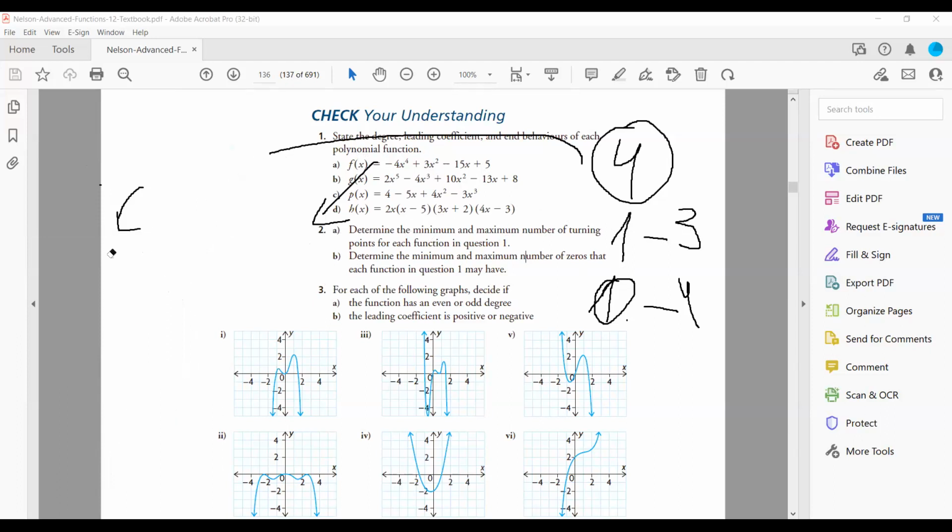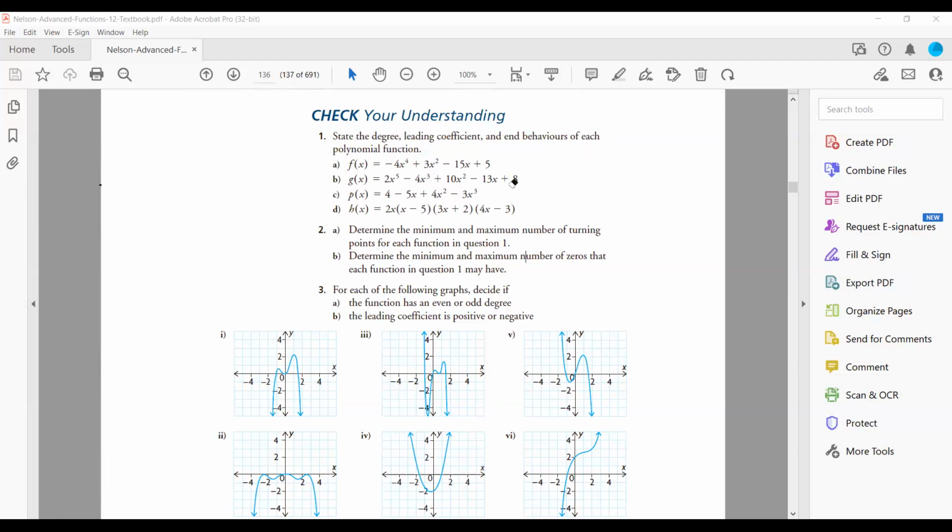For example, D, we have the greatest, so the degree of this function was 4, right? We determined it with 4. So again, the answer for number of turning points would be from 1 to 3. Determine the minimum and maximum number of zeros that each function in question 1 may have. And as I said, we can have from 0 to 4 zeros because the degree of this function is 4.